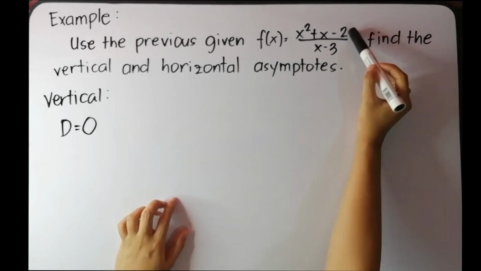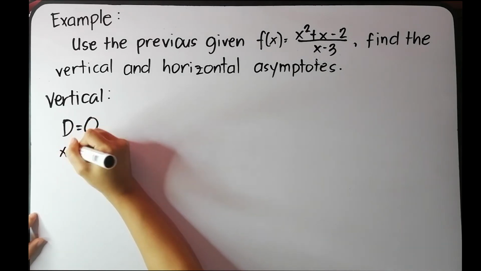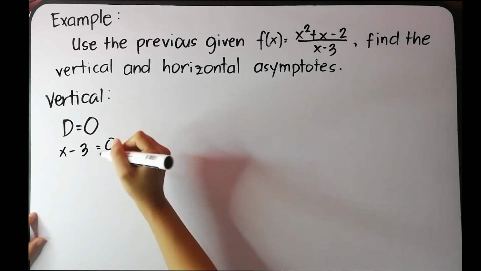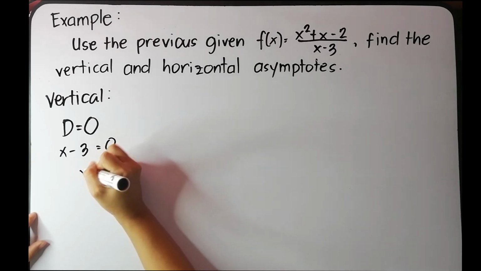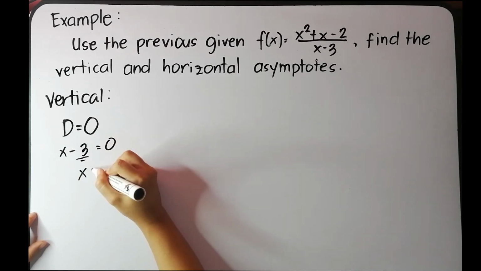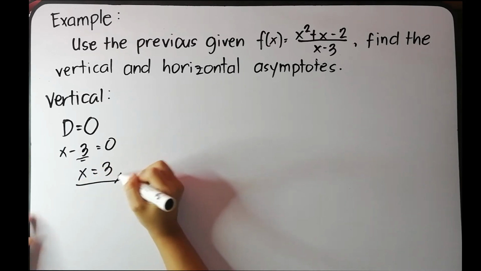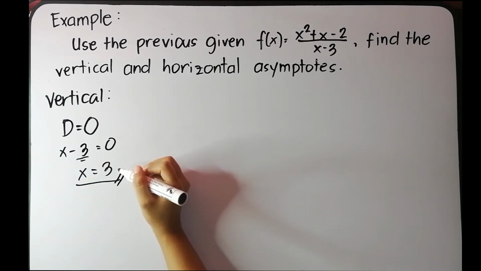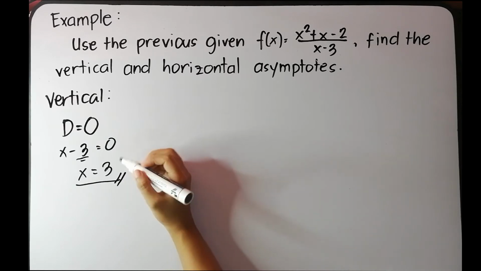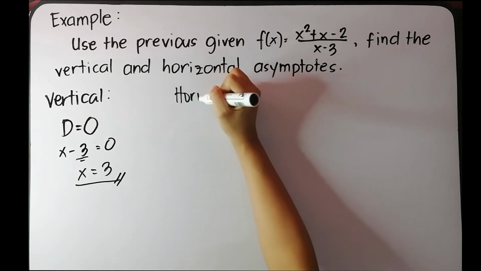In this rational function, here is the numerator, x squared plus x minus 2. Equating the denominator to 0, we have x minus 3 equals 0. We need to transpose the constant to the other side to get the value of x, which gives x equals 3. So here x equals 3, meaning this is the vertical asymptote, or the boundary or restriction of our rational function. What about the horizontal asymptote?